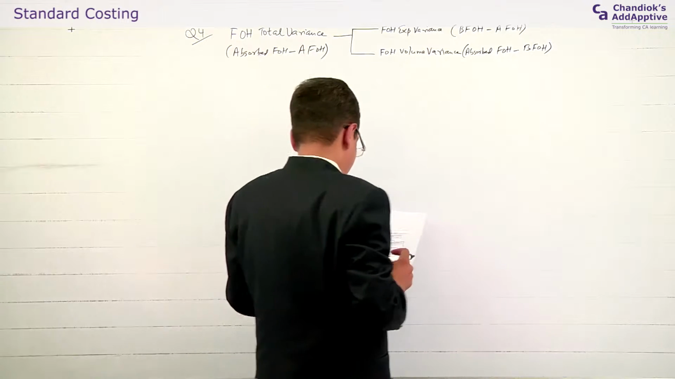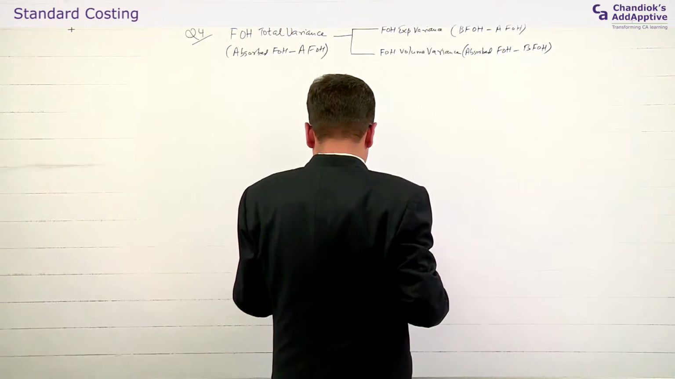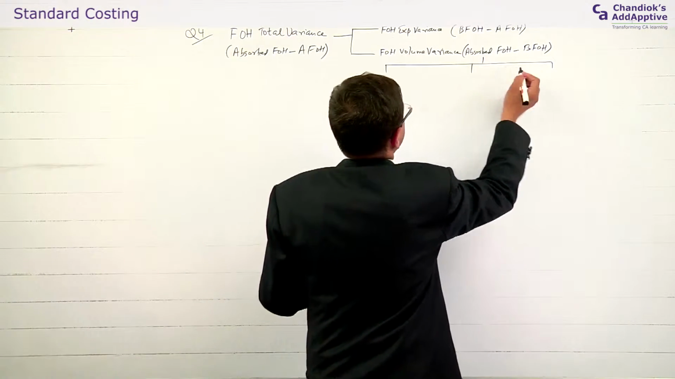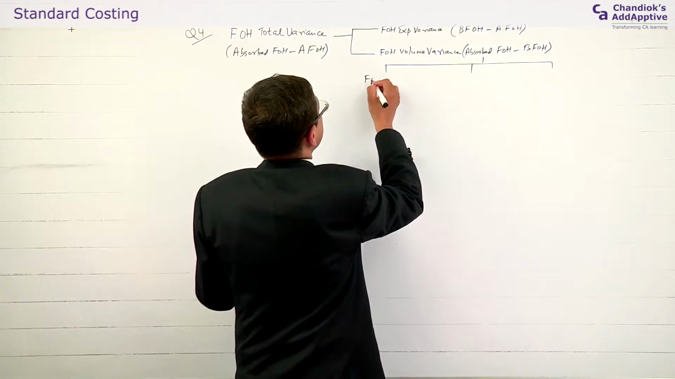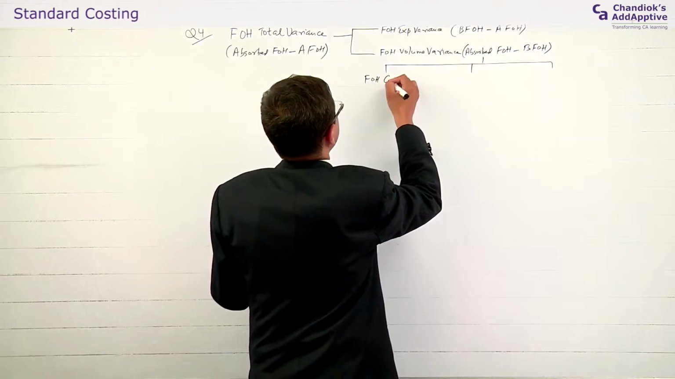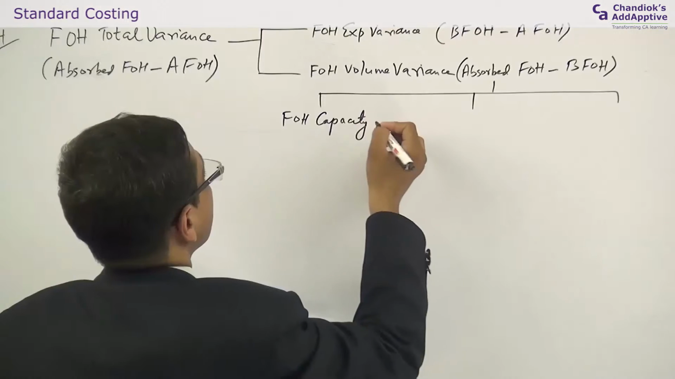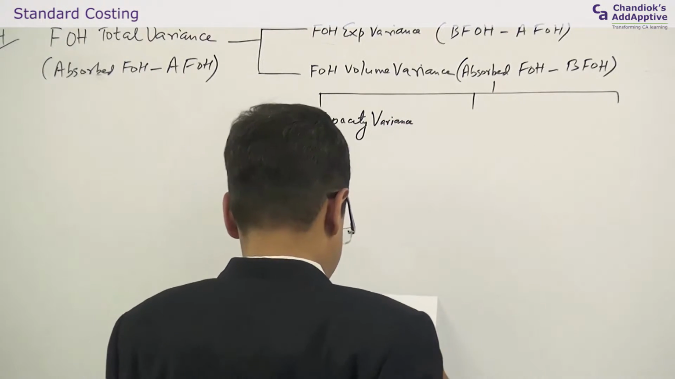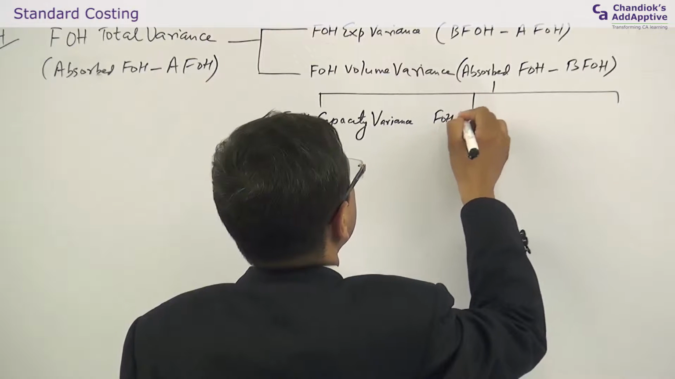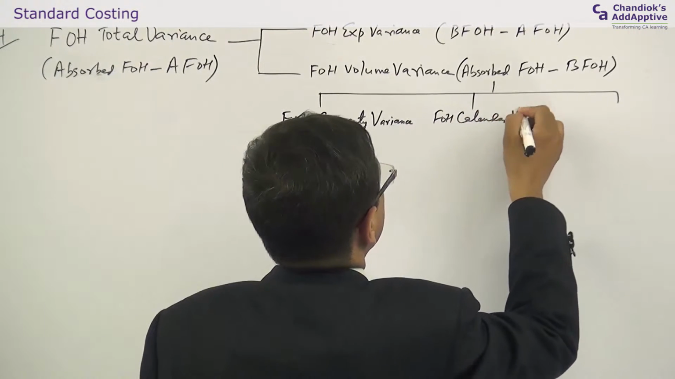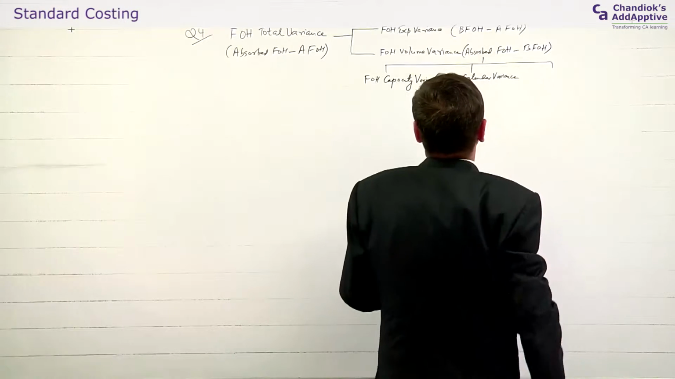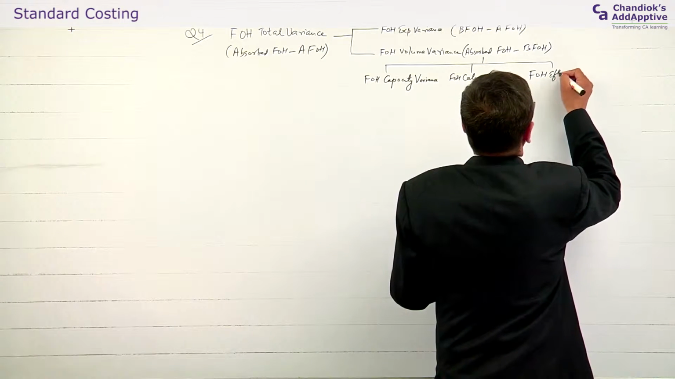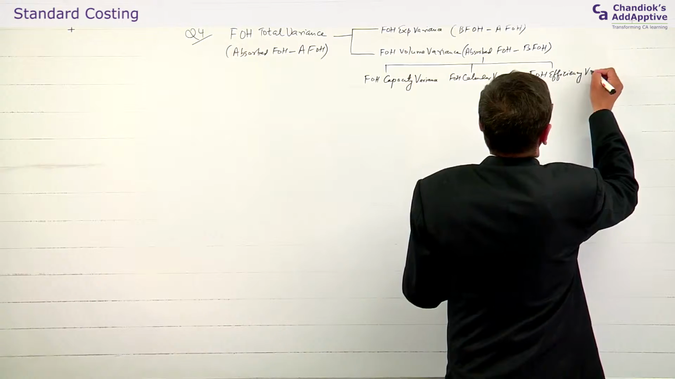This volume variance can be broken down into three parts. The three parts are fixed overhead capacity variance, fixed overhead calendar variance, and fixed overhead efficiency variance. When the word calendar comes, it is basically a time variance.